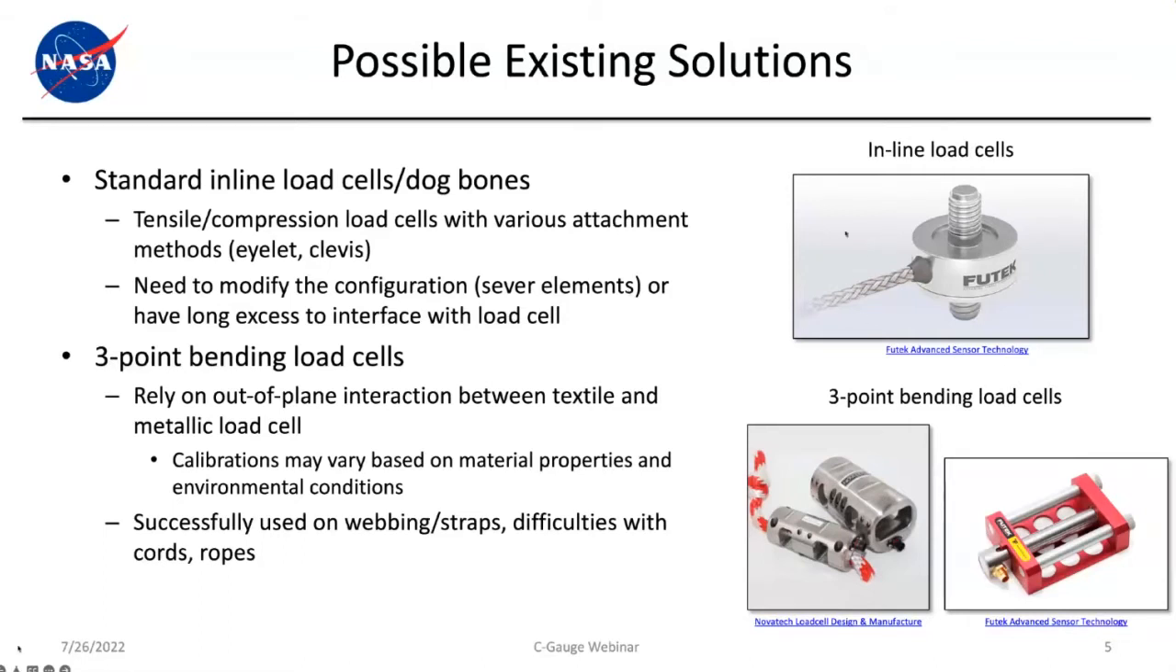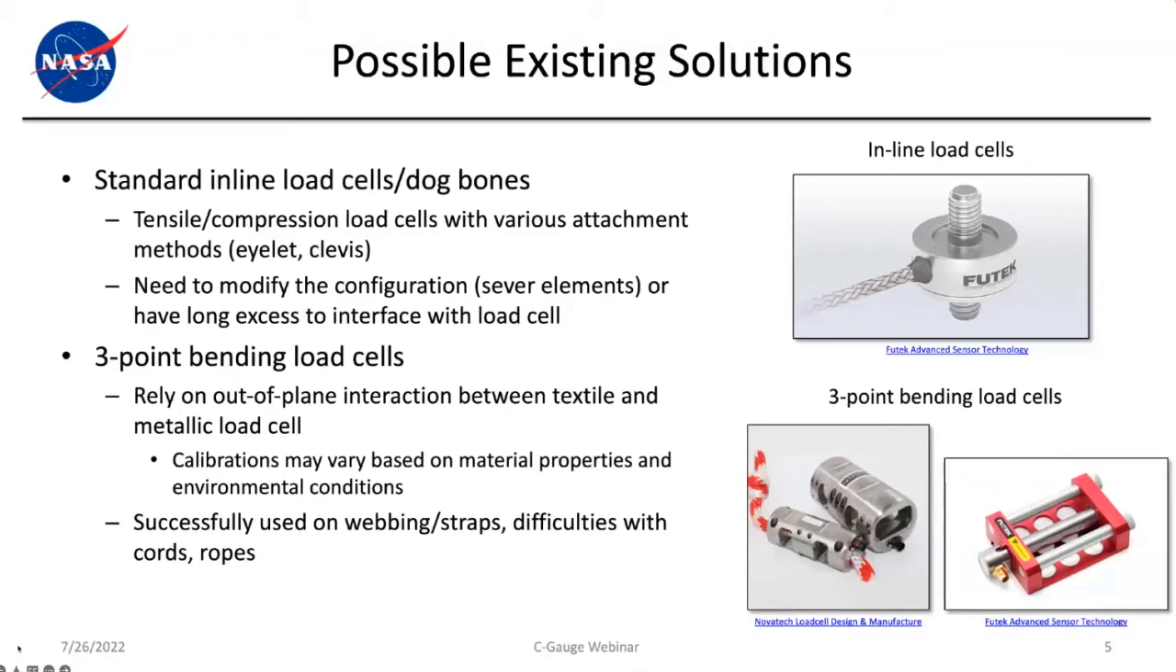The issue with this that I'm trying to overcome is that this breaks the configuration. We need to actually deconstruct the parachute in some way to put this load cell in line. Another example of existing options is what I call a 3-point bending load cell.